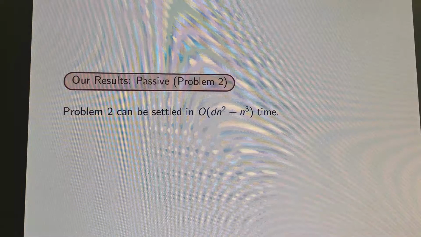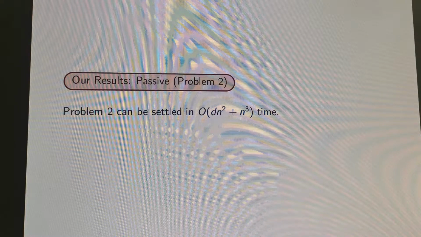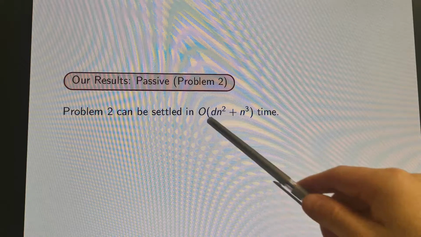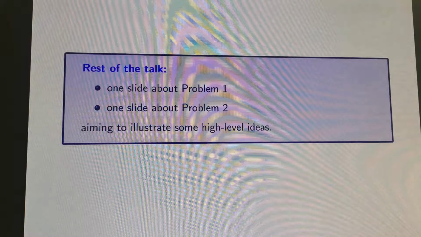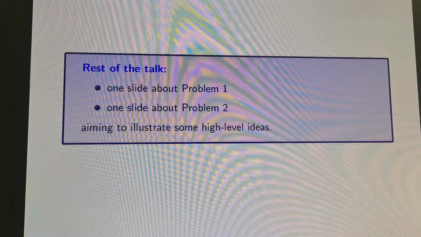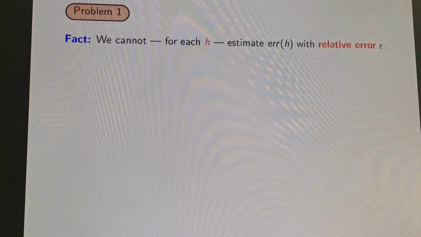So how about problem 2? We show that problem 2 can be solved in polynomial time, and this is polynomial in both the dimensionality D and N. I don't have much time left. In the rest of the talk, I'm going to give you one slide for each problem. Let's talk about problem 1 first.